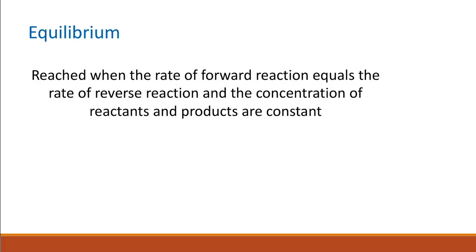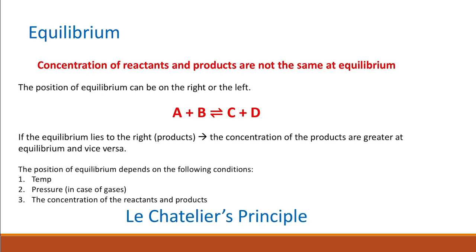So what is equilibrium in relation to reversible reaction? Equilibrium is reached when the rate of the forward reaction is exactly the same as the rate of the reverse reaction, and when the concentrations of reactants and products are constant. They are not the same, they just remain constant. So at equilibrium, there's a reversible reaction, and as we can see, the rate of both reactions, forward and reverse, are the same, and the concentration remains constant.